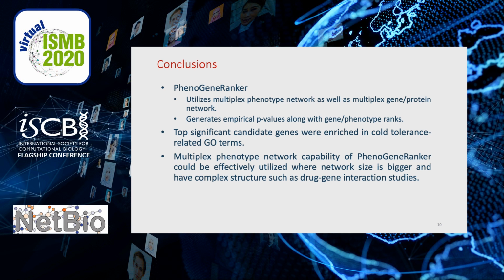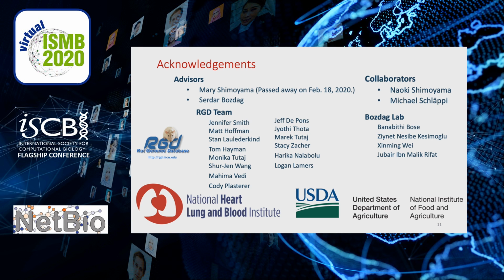So we developed PhenoGeneRanker. It can utilize multiplex phenotype network as well as multiplex gene network. It generates empirical p-values along with gene ranks. Top significant candidate genes were enriched in cold tolerance related GO terms in rice cold tolerance analysis. The multiplex phenotype network capability of PhenoGeneRanker could be effectively utilized where network size is bigger and has complex structures, such as drug-gene interaction studies.